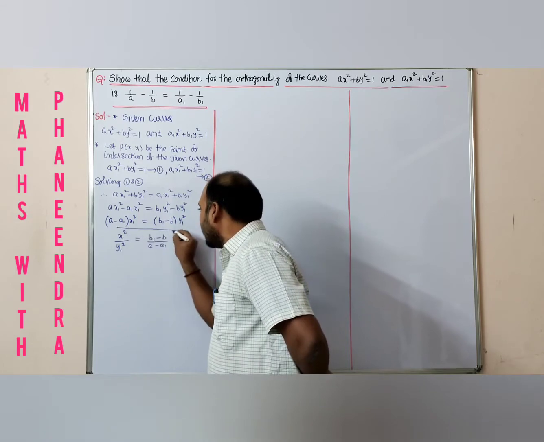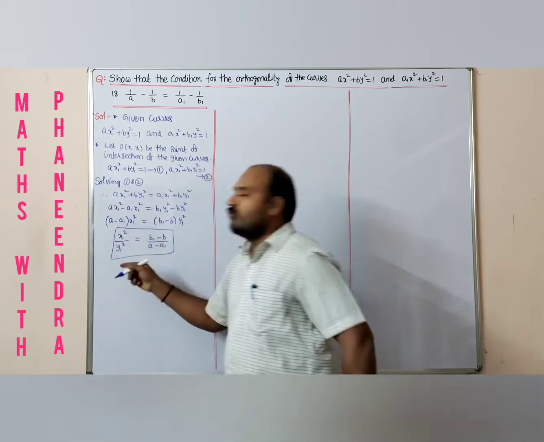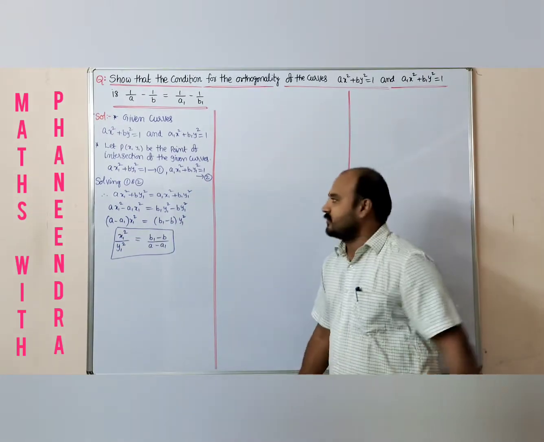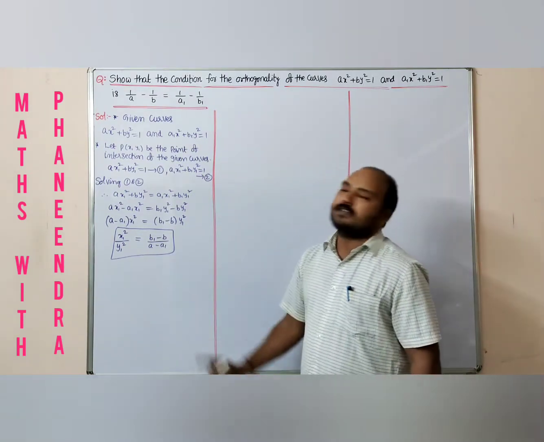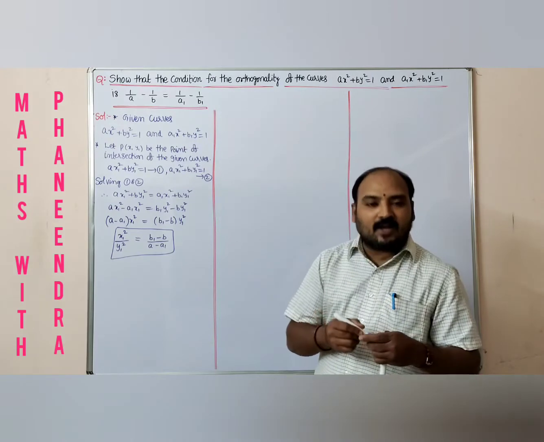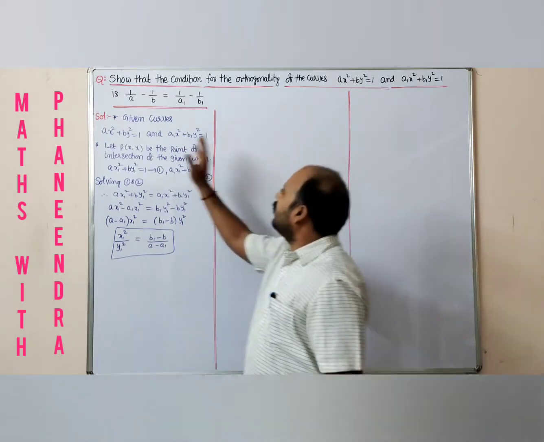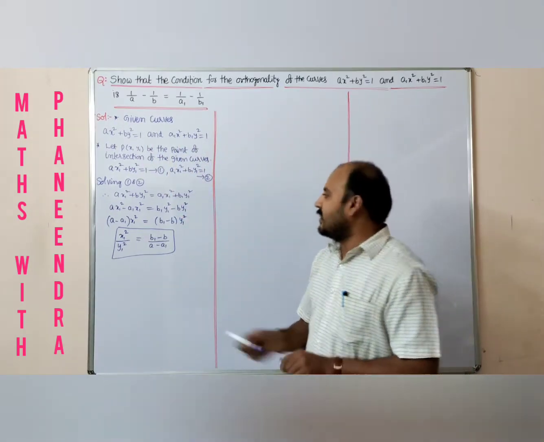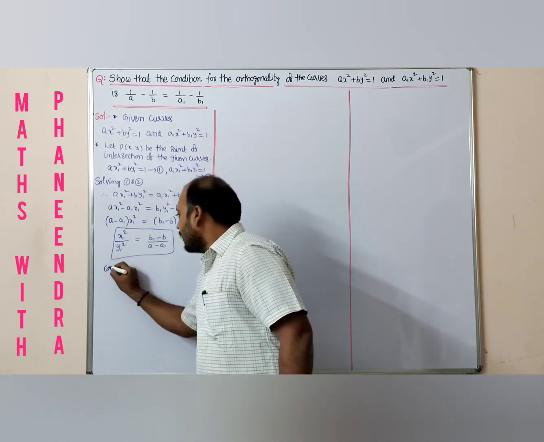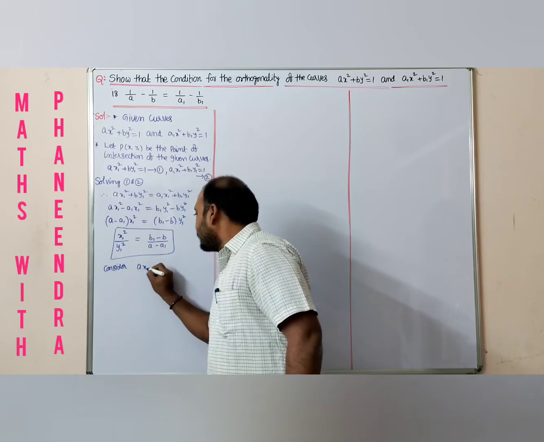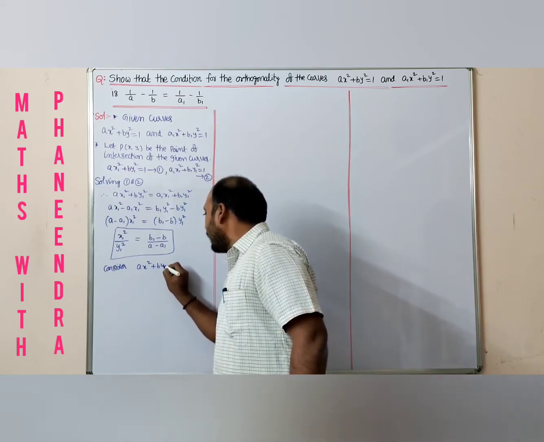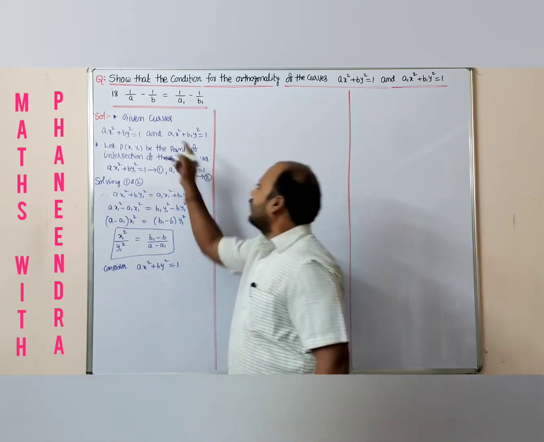Put this value in a box. This result we will use in the coming steps. I hope you all understand, students, till here. After that, we need to calculate the slopes of both the curves. Consider the first curve, ax square plus by square is equal to 1.